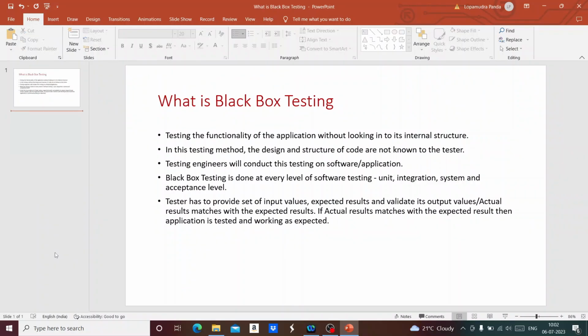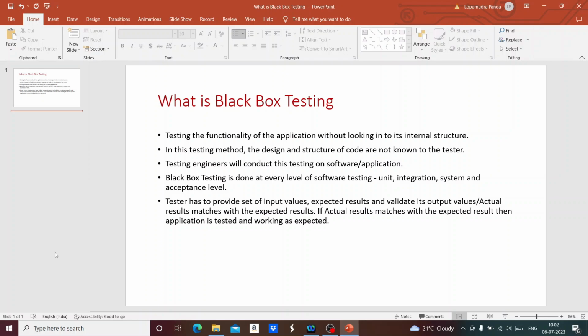Today we are going to learn about what is black box testing. As the name suggests itself, it's a black box. Consider there is an application. Consider your application is a black box. Inside the application, you are having the code. So black box testing means testing the functionality of the application without knowing its internal structure.